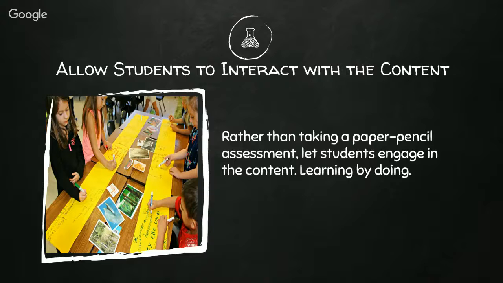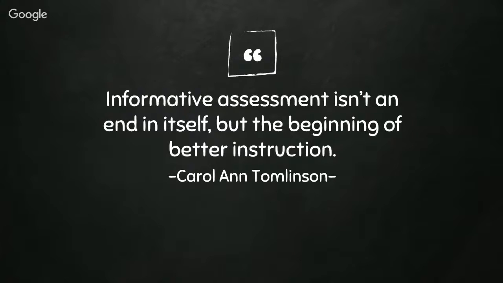But I would like to wrap up the formal part of this presentation with another quote. Carol Ann Tomlinson states that formative assessment isn't an end in itself, but the beginning of better instruction. So this also struck a chord with me because our students deserve the best instruction that we can provide them. And by continually interrupting that instruction and learning with formal assessments, we're taking away some of that quality instruction.